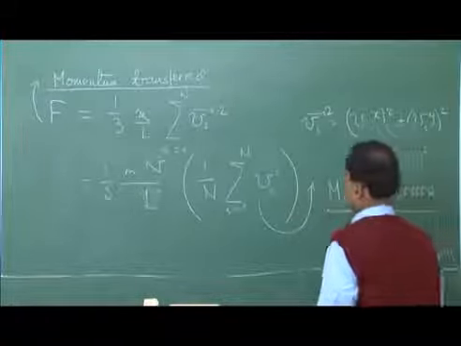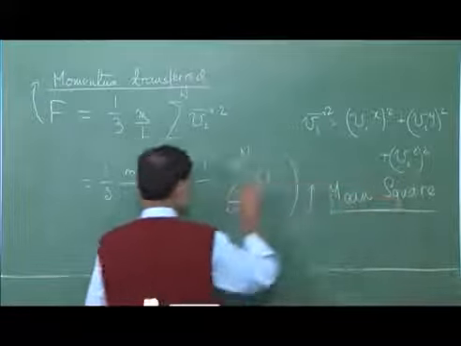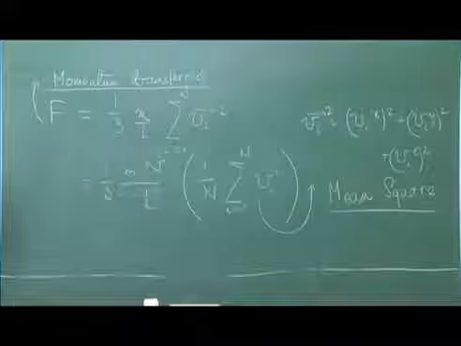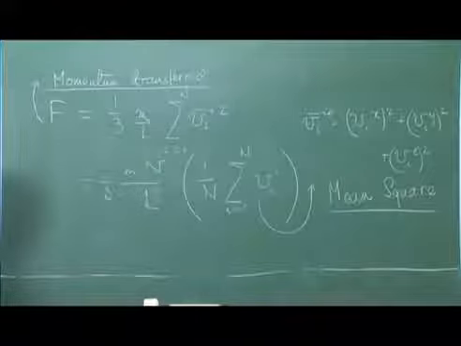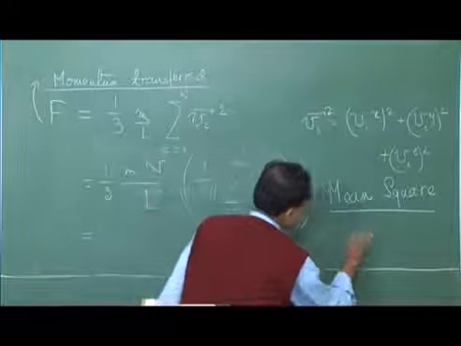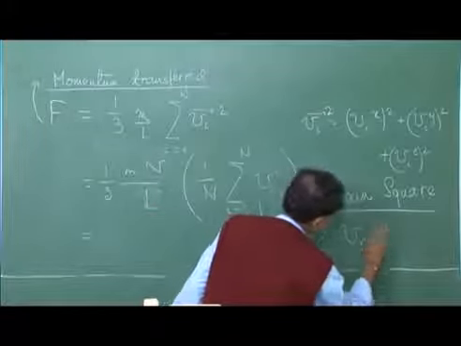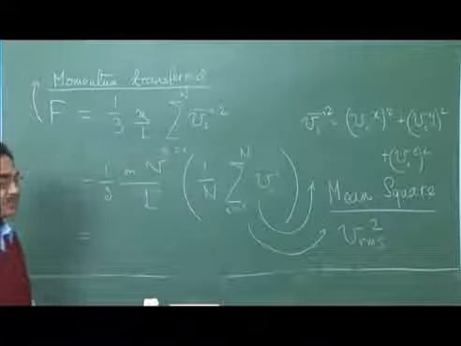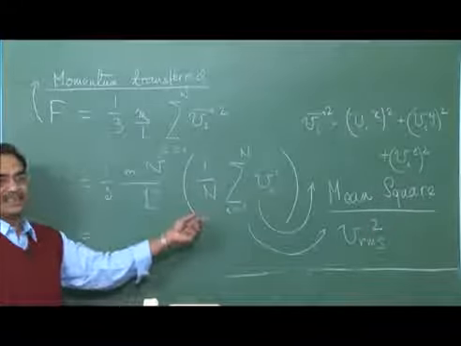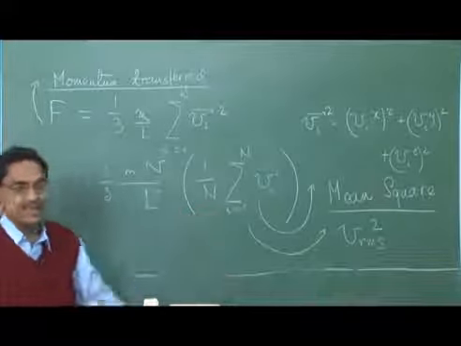Mean square. First I square, then I take the mean; I add them and take the mean. This is the mean square velocity. I will go further and call this whole thing Vrms square. So, what is Vrms square? It is this quantity. Square root of this is Vrms.